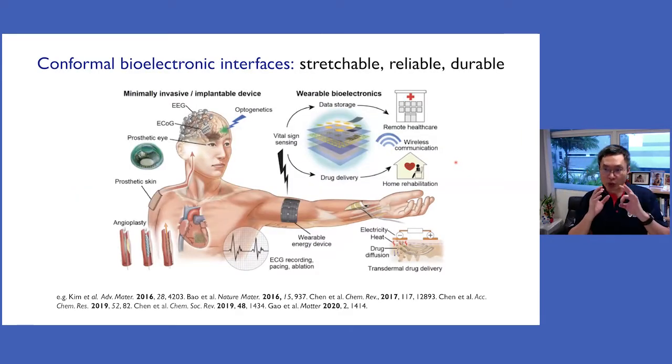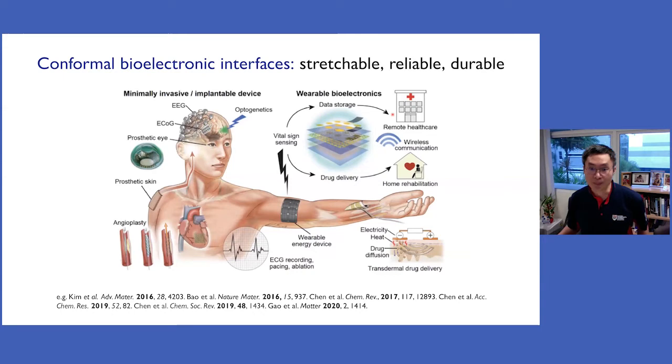So typically, there are three needs for conformal electrodes. First one, stretchability, we mentioned just now already. This makes sure you get reliable signals. The second important part is reliability, and then durability. Reliable means the signal you get is one you can really believe. The third one, durable, is needed for long-term usage.